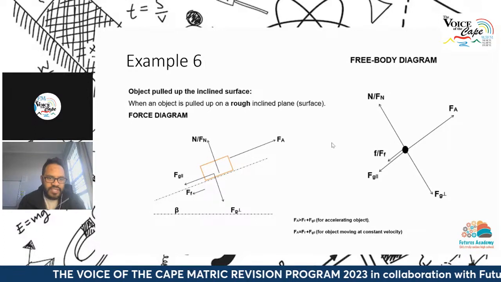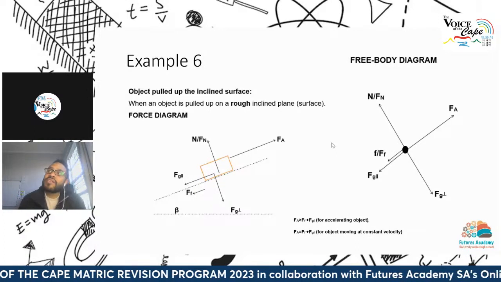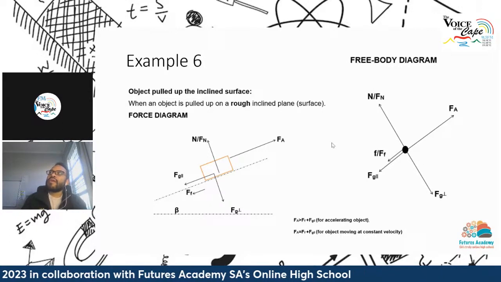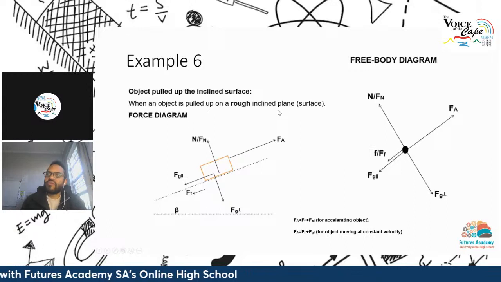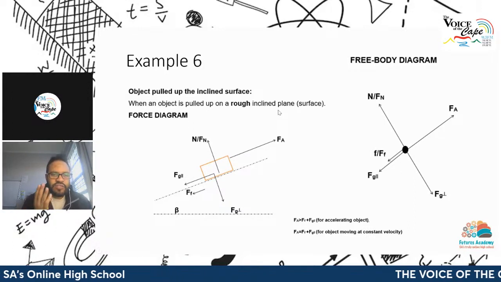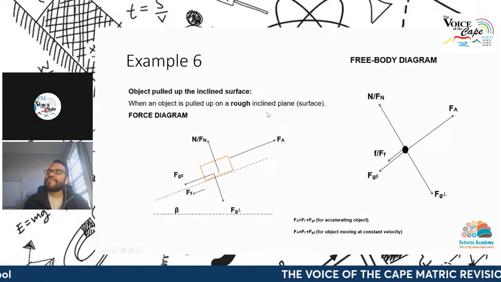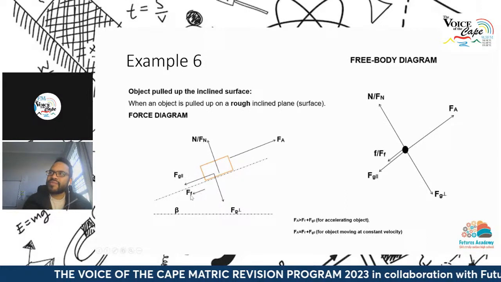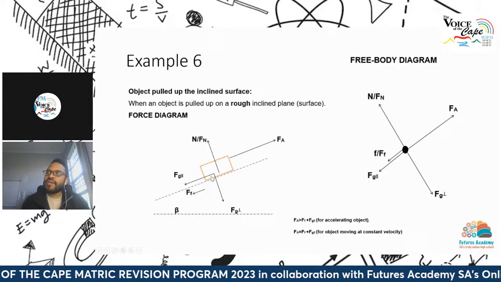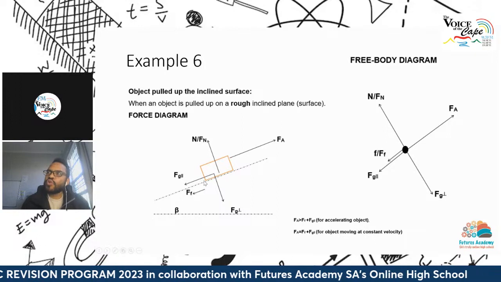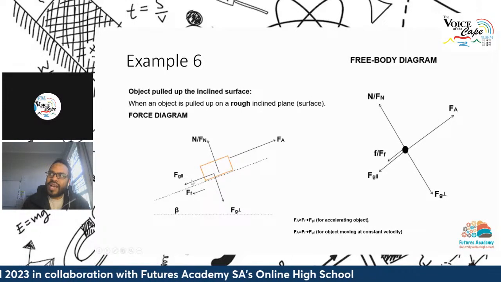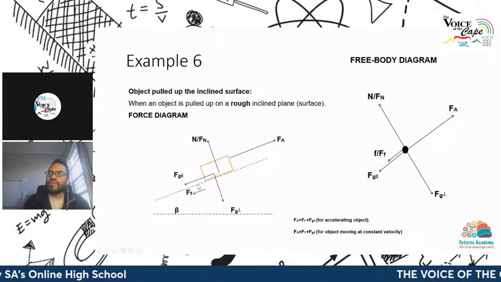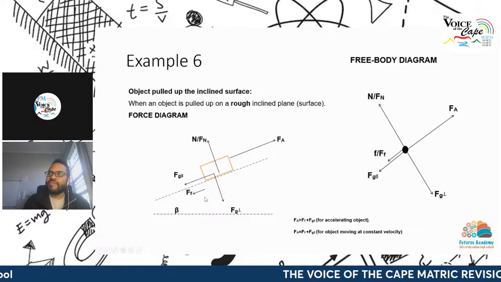Right, example number 6. Instead of moving down the slope, the object's now moving up the slope, but it's pulled. And if it's pulled up the slope on a rough inclined plane, the word rough indicates that it's not a frictionless surface, right? It indicates that friction is present. Now, because we're pulling upwards, friction must act downward, or down the slope. Then, if you look over here, there's now two forces acting down the slope, or parallel to the slope, but in a downward direction.